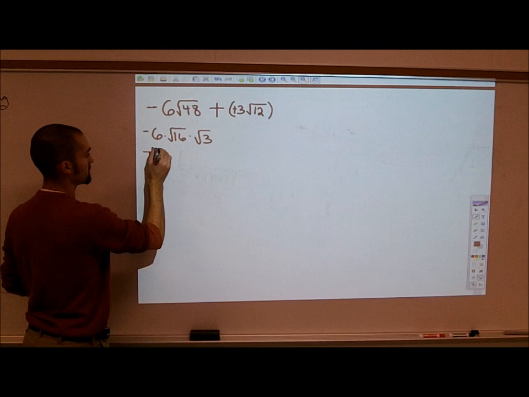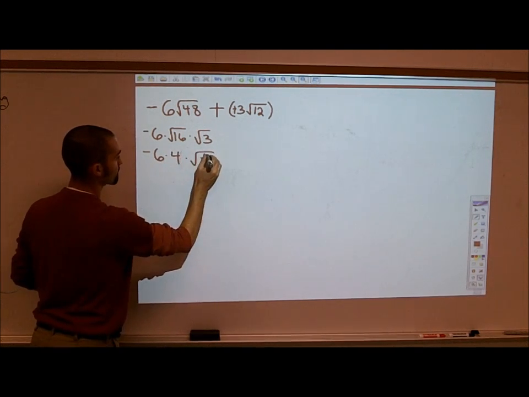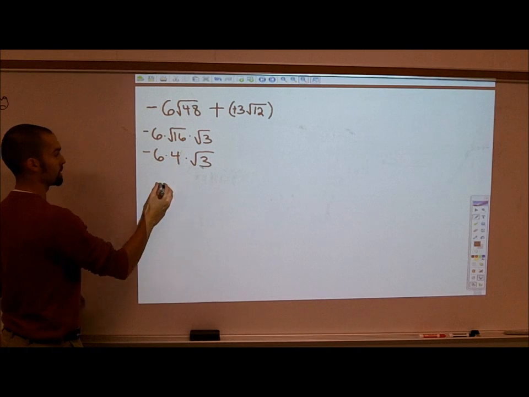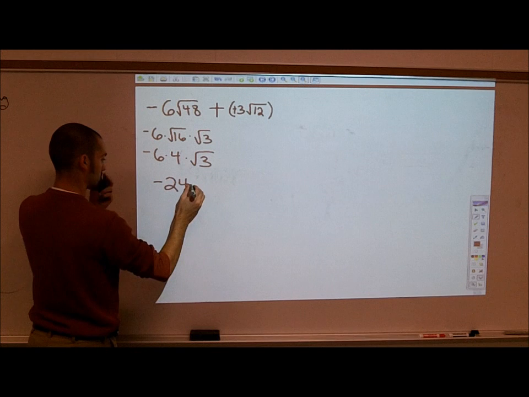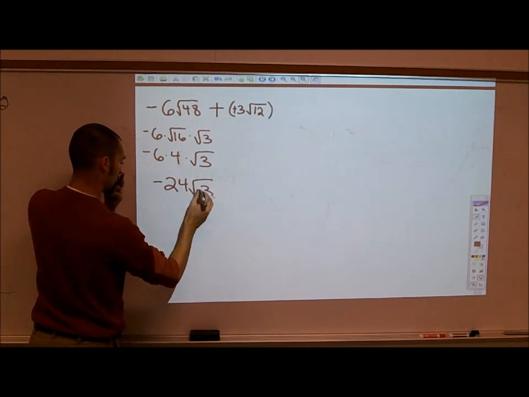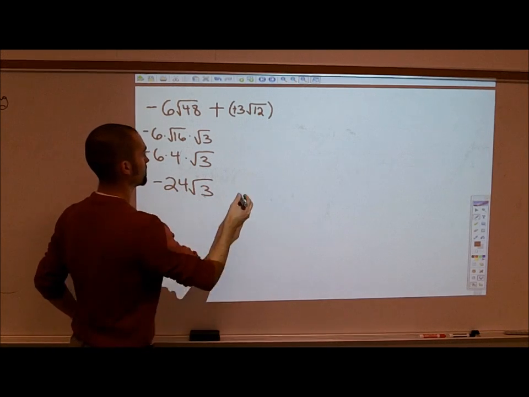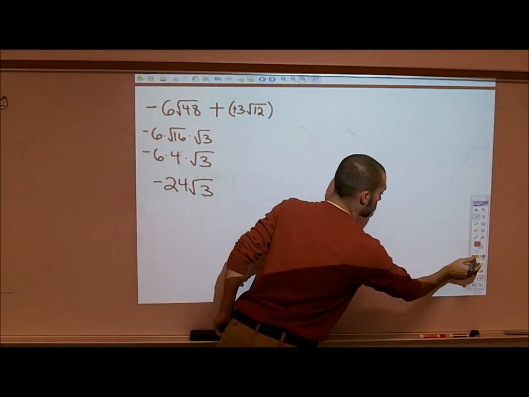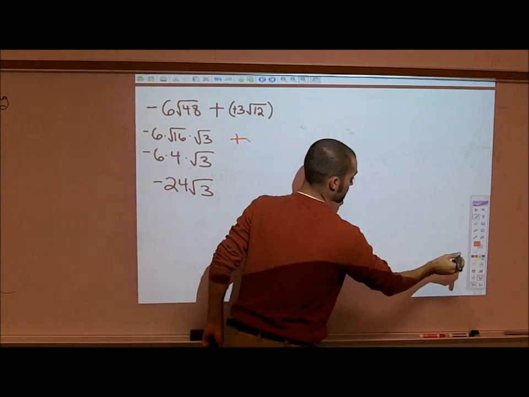Well, the square root of 16 is actually 4. Negative 6 times a positive 4 is a negative 24 times the square root of 3. Okay? Now we need to break down this guy. So, I'm going to make room. I'm going to put my little addition sign in red here just to show that barrier.